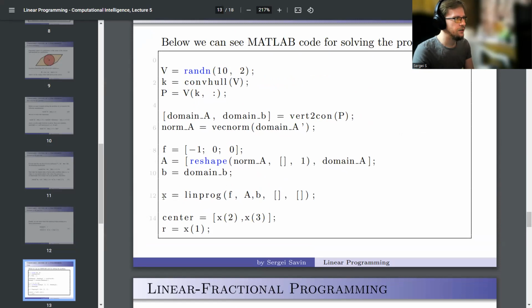So next, we just call linprog, and you get the Chebyshev center of the polyhedron as x2, x3, which is xc in our case, and r, the radius of the circle, will be x1. I apologize for the noise. It will go away in just a bit. So this is how we solve it in Matlab.